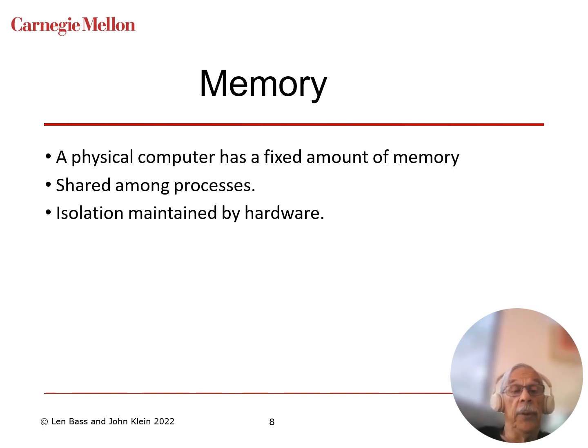There's also memory. The physical computer has a fixed amount of memory and it's shared among processes. Process one takes, I don't know, the bottom megabyte. Process two takes the megabyte on top of that, and so on. And the isolation is maintained by hardware. So your process is given memory. The hardware knows what your process is, and it only allows it to access the memory that you've been given. And if some other process tries to access it, then it generates an error.